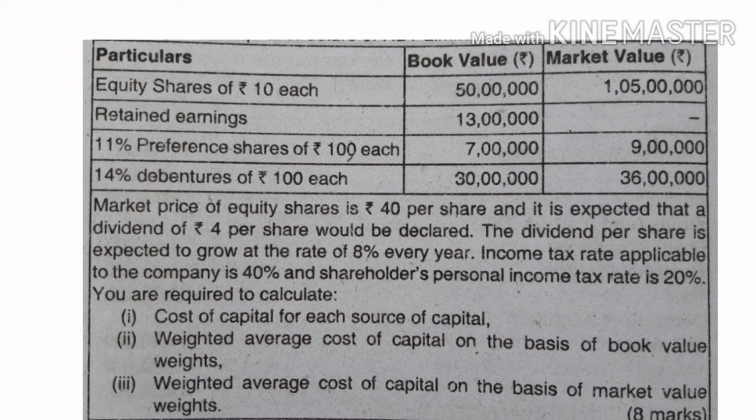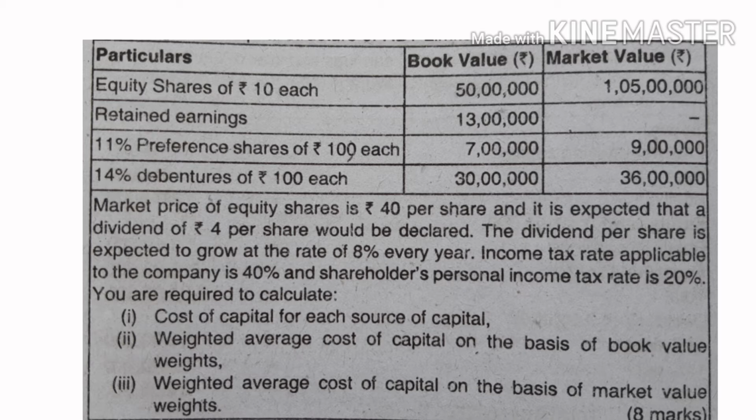Market price of equity share is rupees 40 per share, and it is expected that a dividend of rupees 4 per share would be declared. The dividend per share is expected to grow at the rate of 8% every year. Income tax rate applicable to the company is 40%, and the shareholders' personal income tax rate is 20%. You are required to calculate: 1. Cost of capital for each source of capital. 2. Weighted average cost of capital on the basis of the book value weights. And 3. Weighted average cost of capital on the basis of market value weights.